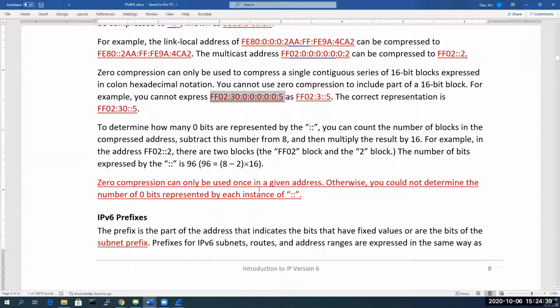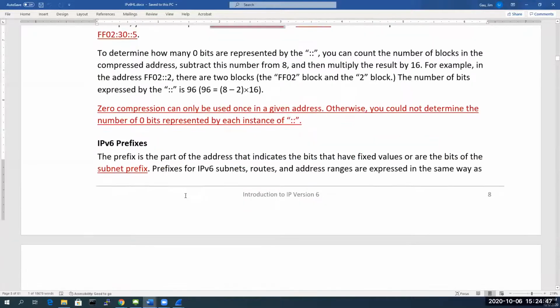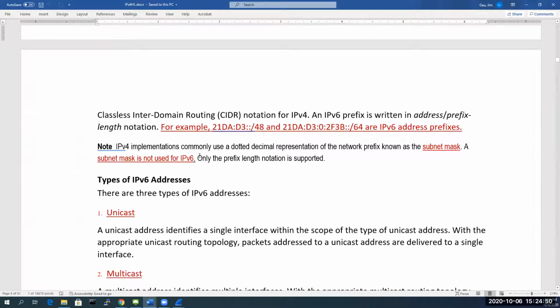Now, this is a note that we already went through, that you can only have one of those double colons. And the prefix, we mean subnet prefix. That means the subnetwork. As you can see, in IPv4, we used to say, okay, it's 10.10.10.0/24. That means the first 24 bits are the network. And the 0, because it's all hosts and the smallest host, therefore represents a network.